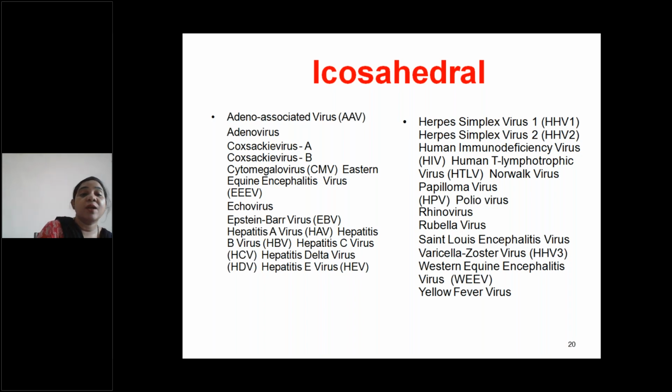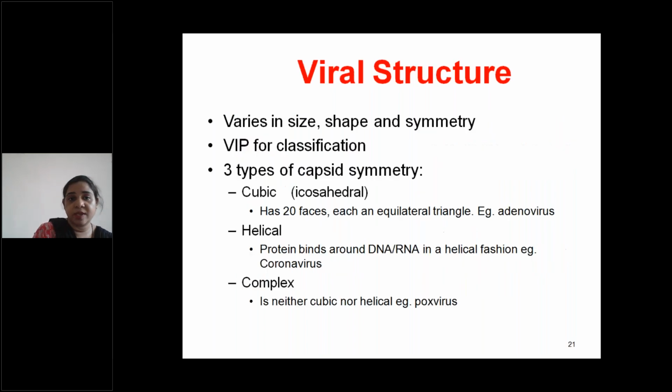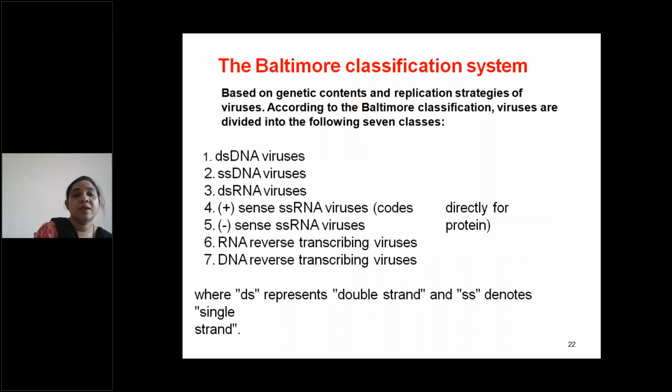Different types of icosahedral viruses are adeno-associated virus, adenovirus, Coxsackie virus, cytomegalovirus, and hepatitis A, B, C, D, E virus. Herpes simplex virus, human immunodeficiency virus. These are some of the icosahedral viruses. Next, 3 types of capsid symmetry are there: cubic, helical, and complex.